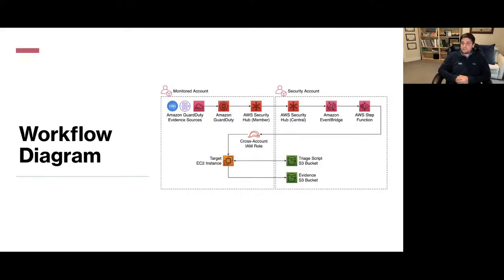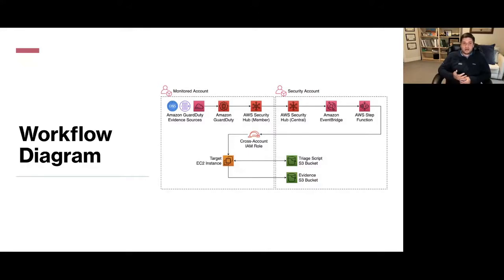The second option is we can start at the upper right-hand corner of this diagram, as opposed to the upper left. I can have a team member of mine on the CERT team who has reason to believe that an instance was compromised. They can kick off this step function manually by providing a few things. We'll get into that in a second.